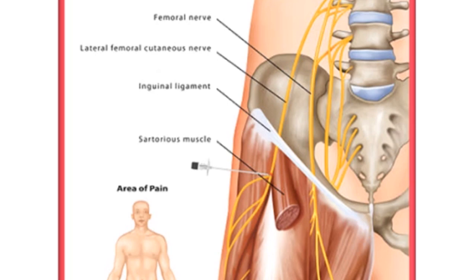This nerve will supply the skin on the anterior and lateral side of the thigh, which is this region. Also, like the femoral nerve, it will divide into two divisions. One is the anterior division and the other is the posterior division. These are the two divisions of the lateral cutaneous nerve of the thigh.